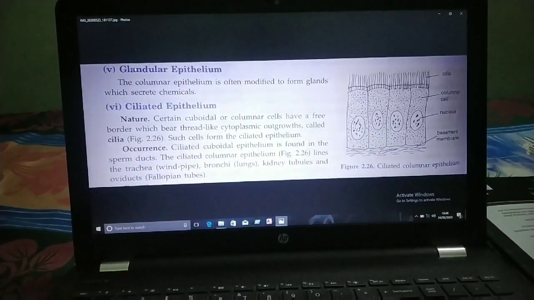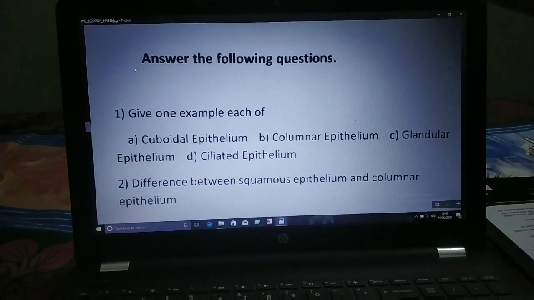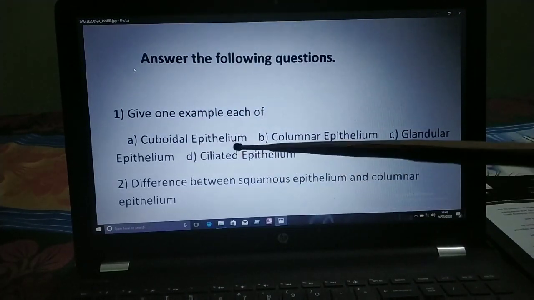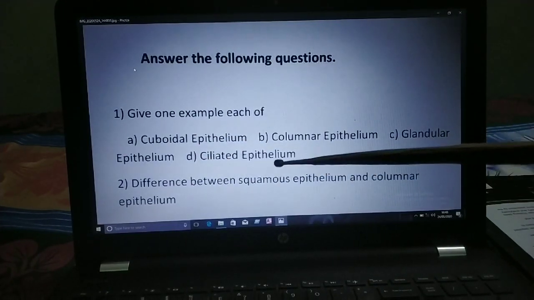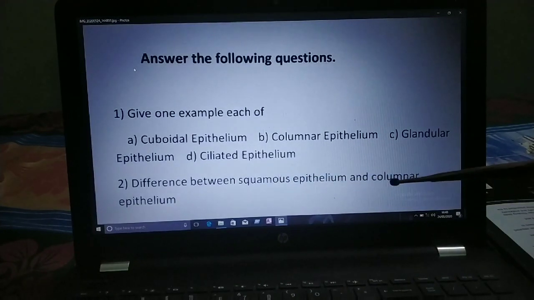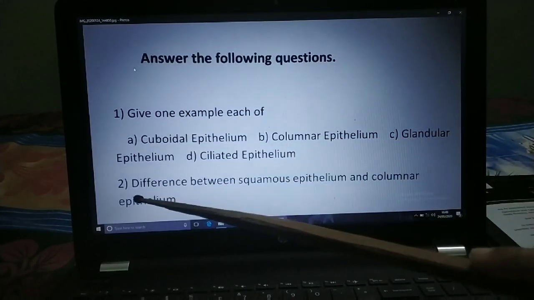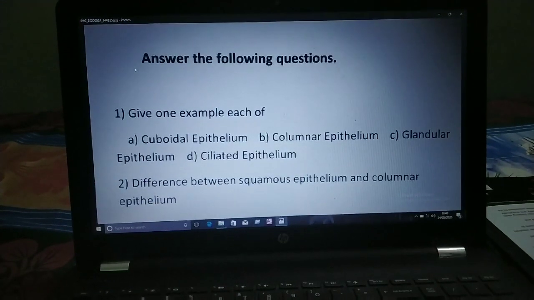So children, you must remember all this, go through it and try to answer these questions. If you are unable to, you can ask me. Give one example each of cuboidal epithelium, columnar epithelium, glandular epithelium and ciliated epithelium. Difference between squamous epithelium and columnar epithelium. Question number 1 is a short answer and question number 2 is a long answer.